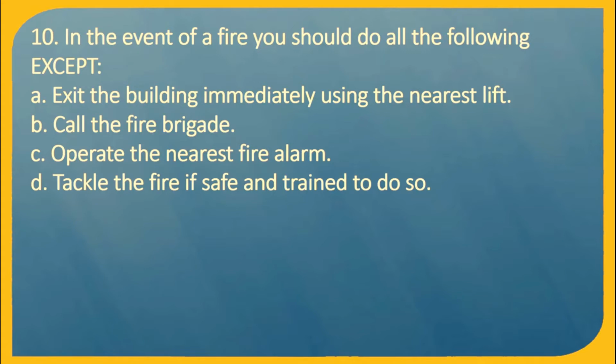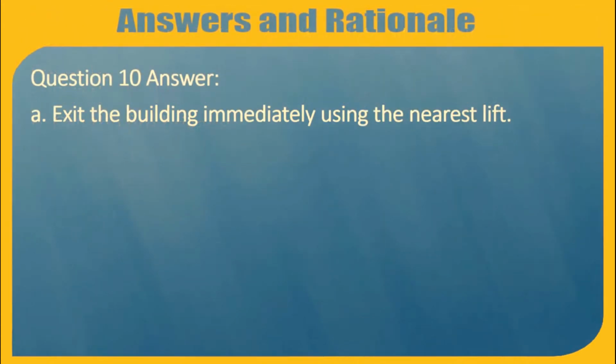Question 10. In the event of a fire, you should do all the following except A. Exit the building immediately using the nearest lift. B. Call the fire brigade. C. Operate the nearest fire alarm. D. Tackle the fire if safe and trained to do so. Question 10 Answer, A. Exit the building immediately using the nearest lift.